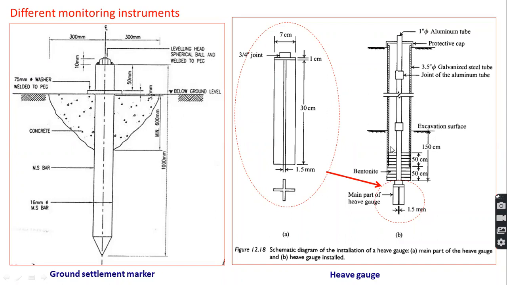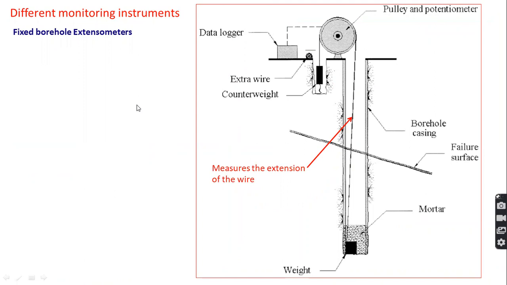Then come extensometers. There are large varieties of extensometers, and a lot of patented products are also available. In the simplest type, known as the fixed borehole type extensometer, we measure the extension of a wire fixed to the bottom of the borehole. If there is a movement along the borehole, the wire will be extended and that extension is monitored.